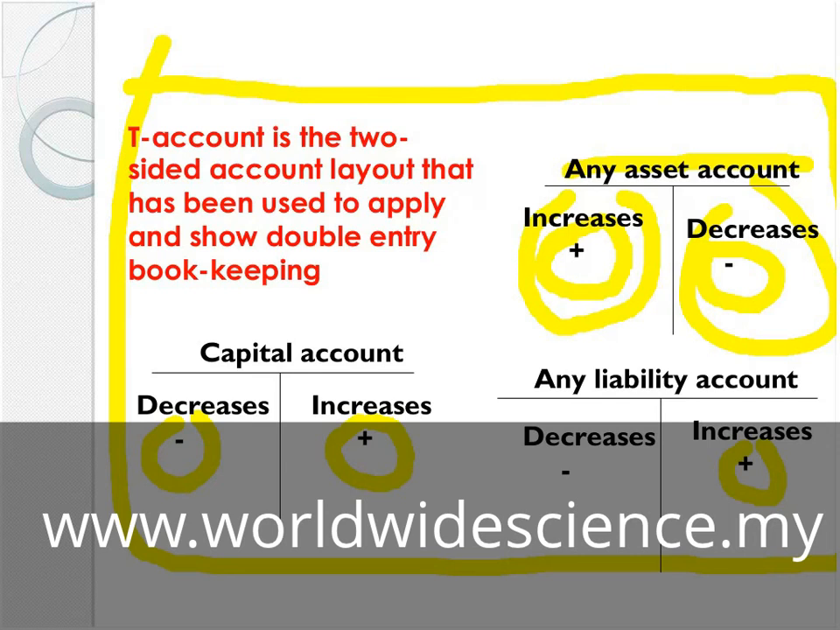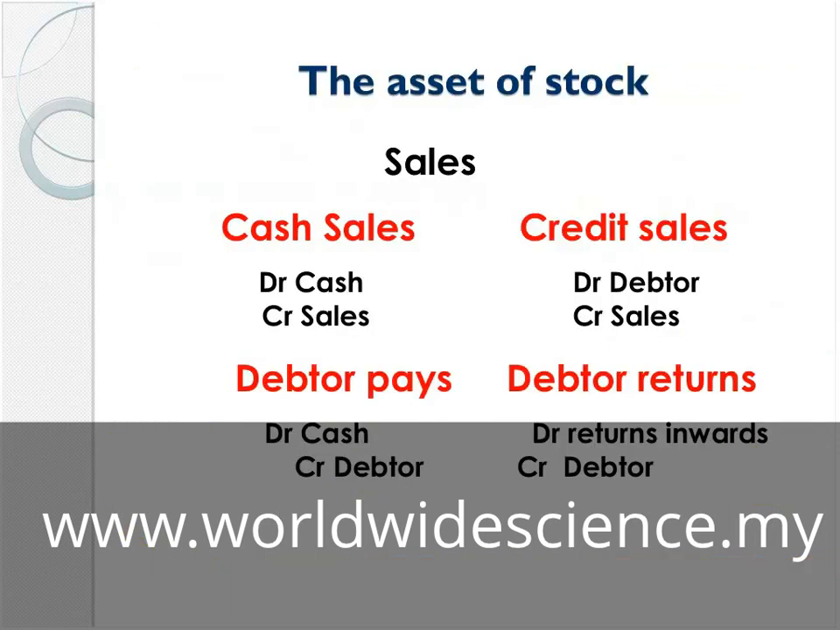So the asset of stock. Do you remember the sales? What actually is sales? Sales is an asset, right? Cash sales. These are the examples given to us. Let's see cash sales first.